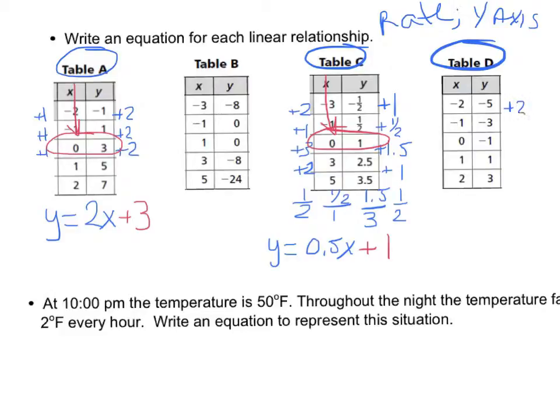And lastly, table D. Remember, that had a nice, easy pattern to see. Unit rate, we went up by 2 every time, that the y values went up by 1 every time. So I have a unit rate again of 2. So my y equals 2x, the coefficient is 2.